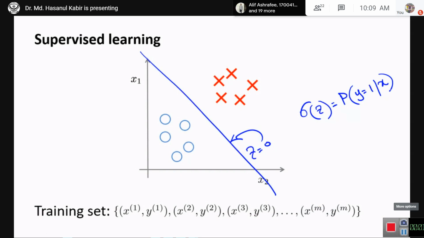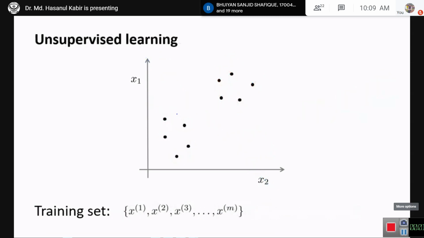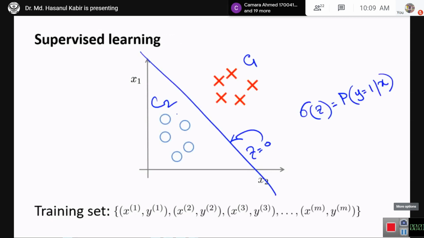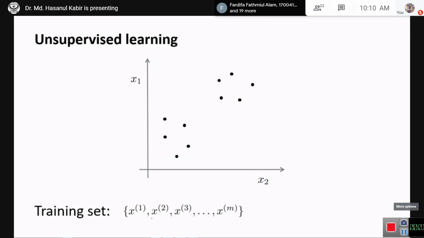Supervised learning means we know the class label. For example, this one belongs to class 1, this one belongs to class 2, and so on. In unsupervised learning, you can see from this data, we don't know which sample belongs to which class. In the previous case, for each corresponding sample we know the class label given in Y. In unsupervised learning, we don't have any class label. That means we only deal with this data set, nothing else.